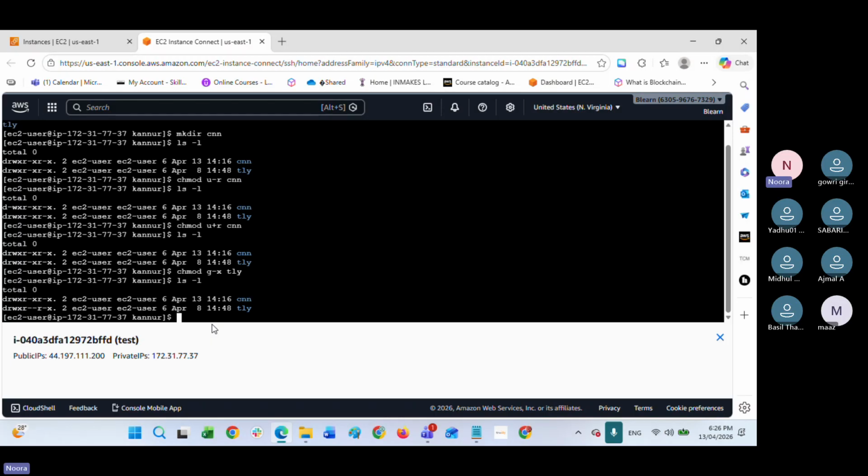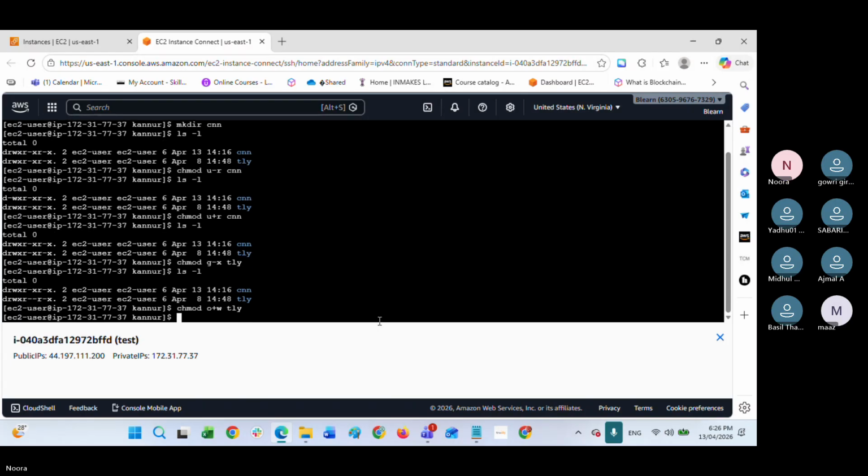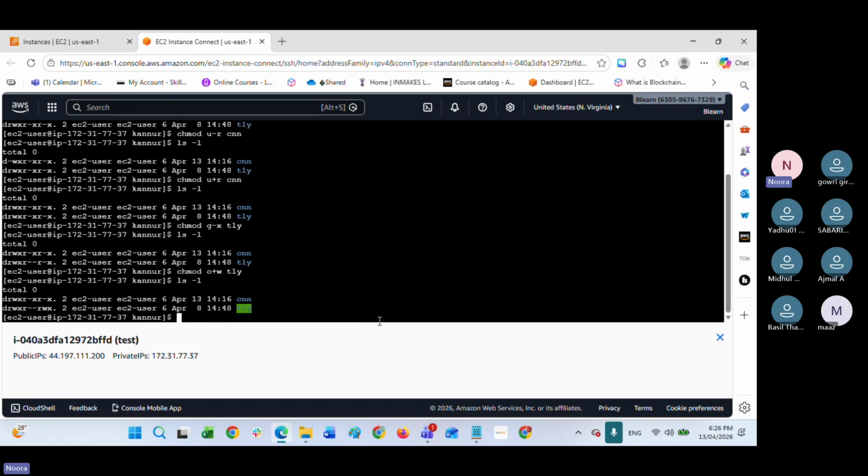So it will be chmod o plus w, small w, sorry, for TLY. ls minus l. Can you check the before and after of TLY? This is the file permission before, R-X. This is the file permission after. So is W added or not? Yes.